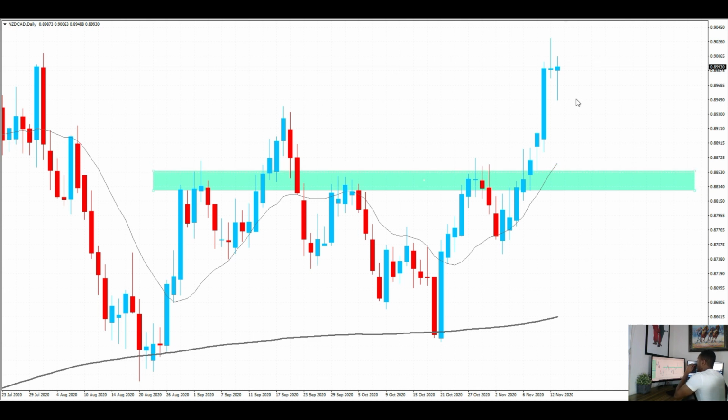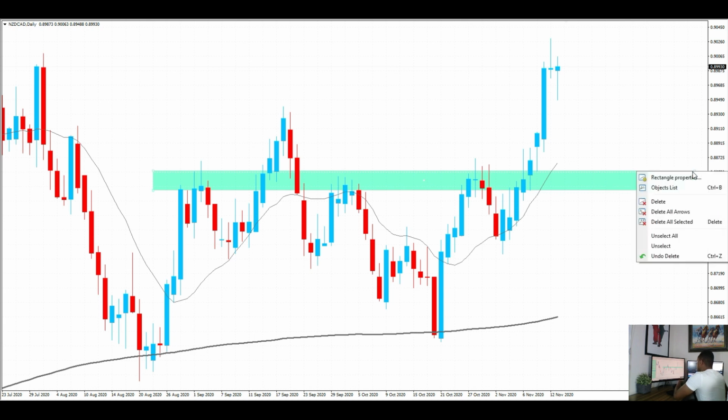So again, if you do get those nice price action setups in the lower time frames like the 4H and the hourly, as price moves up a little bit higher, then we could potentially be aiming for this area in the market here, previous resistance there, resistance turned support. So again, that would be a nice area to target for NZD CAD.